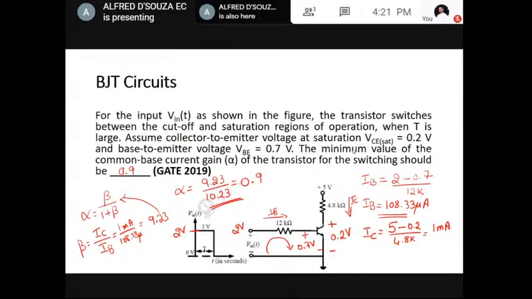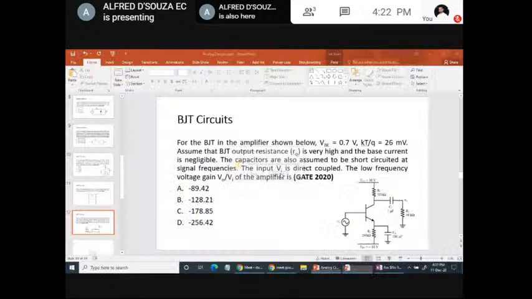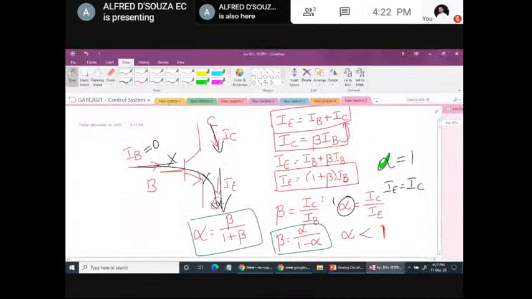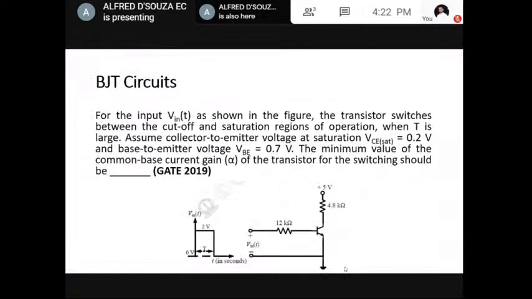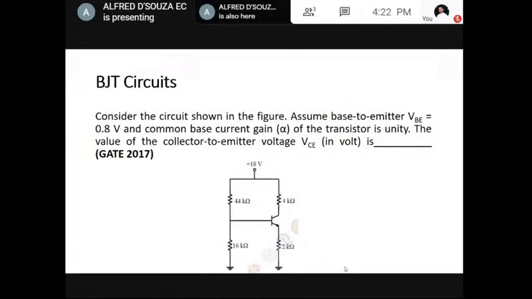This is a very straightforward application of the equations which I had shown here. So you should remember these two equations. This is very, very important. This equation and this equation. So let's solve one more question related to the BJT.